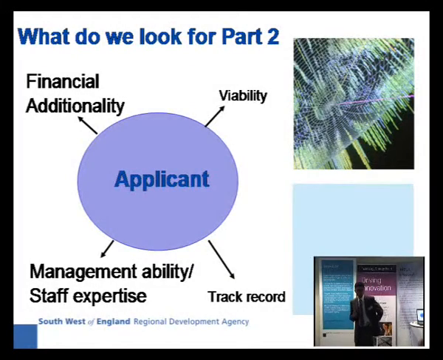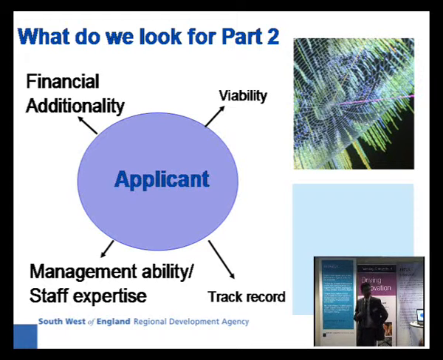Okay, the second half of the assessment process is to look at the financials of the company and the project and say the applicant. Financial additionality is a term that I hadn't come across until I joined the agency.